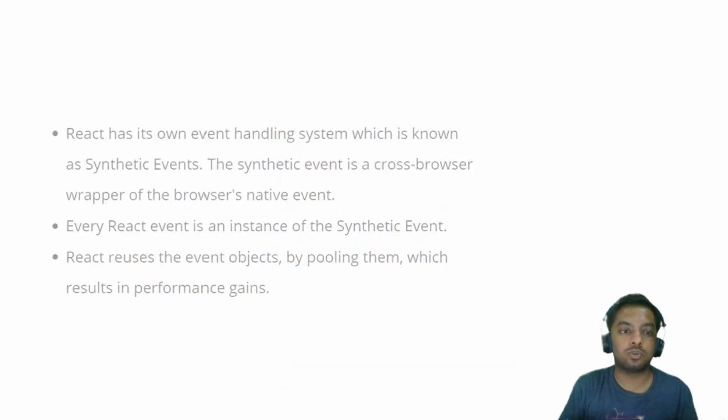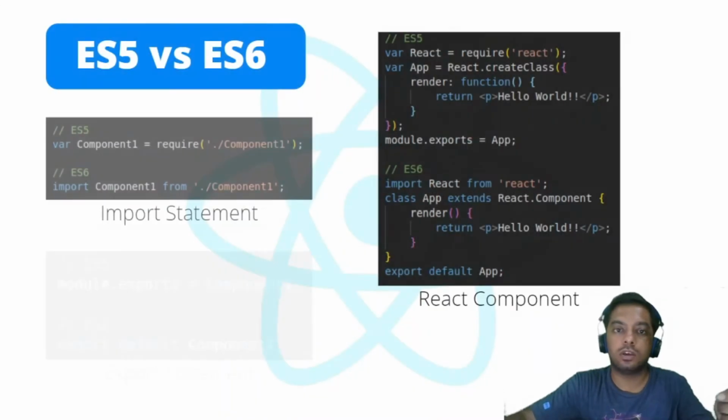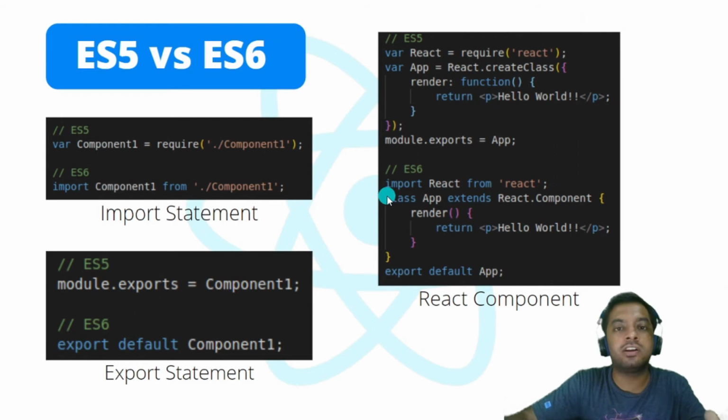Okay. So the next question is, differentiate between ES5 and ES6 with respect to React. I guess we are familiar with ES5 and ES6, but here we have to compare these two versions with respect to React. Okay. So the very first difference comes in terms of the import statement. Initially in ES5, the import statement was made using require.